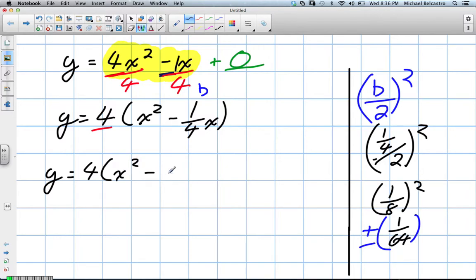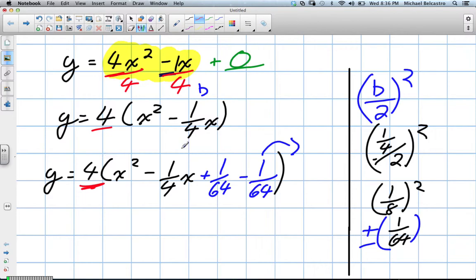4x squared minus 1/4 x. And we're going to add 1/64 and subtract 1/64. But what we want to do is take the negative 1/64 to the outside. In order to do that, we need to multiply by the a term. So it needs to be multiplied by our 4 when it comes to the outside of the brackets.